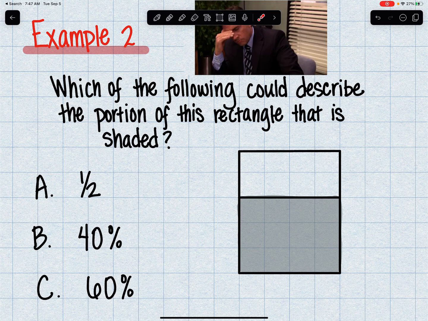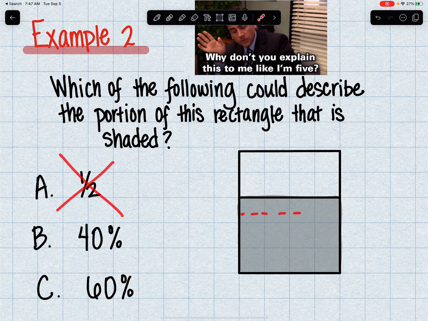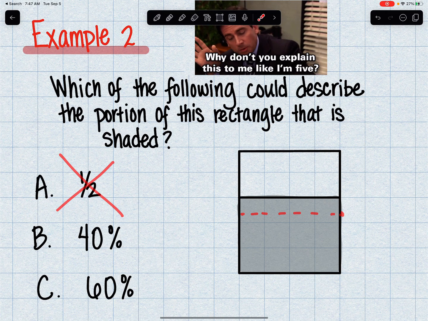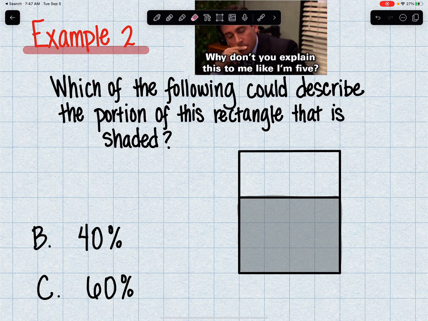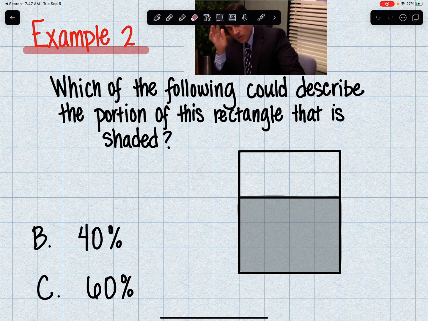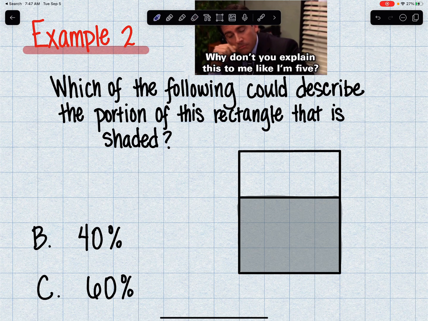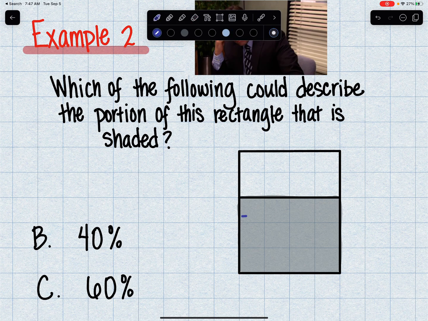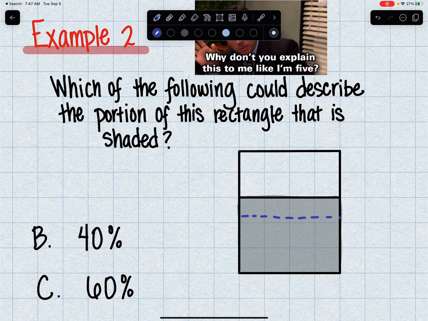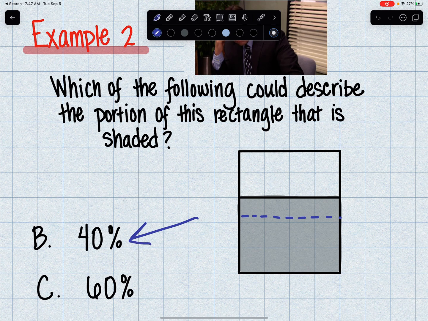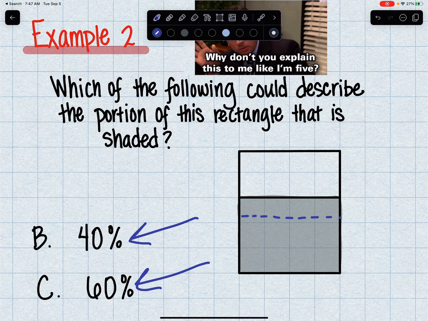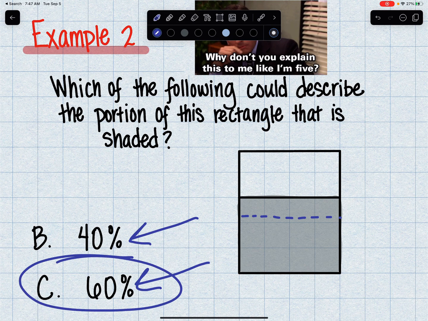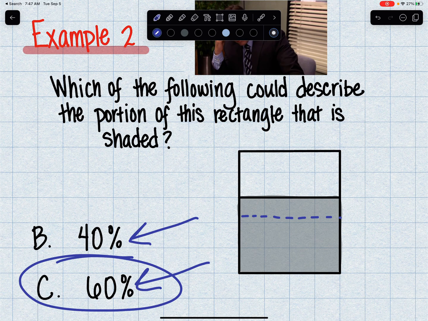So it can't be A. It can't be A because A would be half and then half is shaded. So it can't be that one. Let's erase that. It's not A. Is it 40% or 60%? Well, let's look at half. Half would be here, okay? It looks like it's more than half. So this answer is less than half. This answer is more than half. So it's more likely that C is the correct answer.